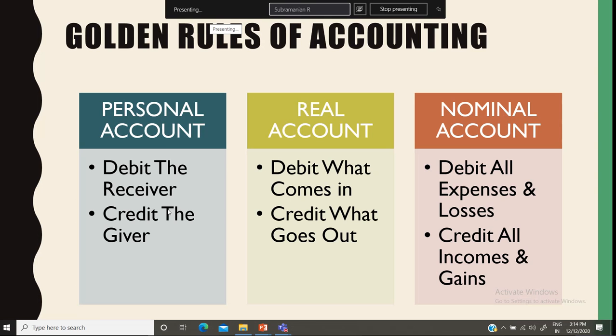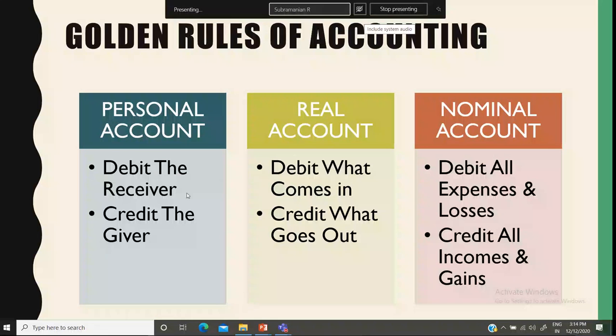And credit the giver. Suppose I am going to receive from him. If Y is paying to me, then how should I record my entry? Y account has to be credited. Y is giving to me, so I have to credit Y account. I will be explaining that while solving our problems.